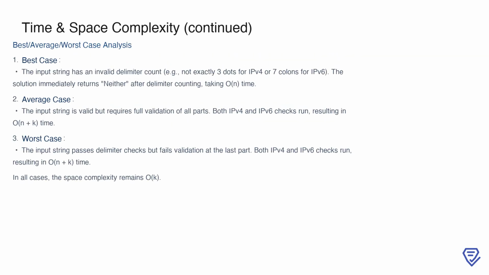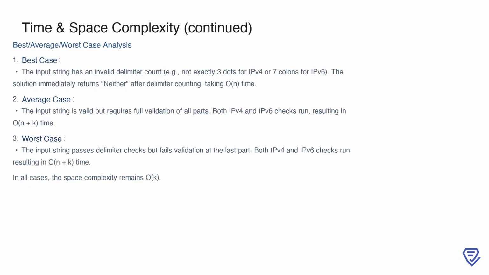In the best case, the solution quickly identifies an invalid input based on delimiter count. For example, an IPv4 address with fewer than 3 dots or an IPv6 address with fewer than 7 colons is immediately deemed invalid, resulting in a runtime of O(n) for counting delimiters.